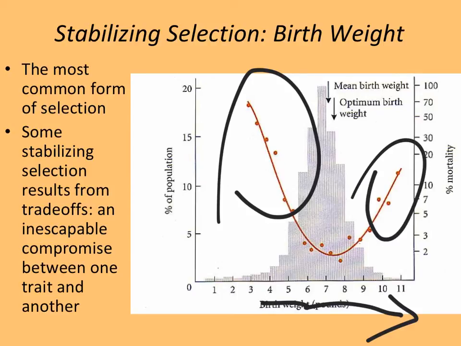Over large babies, on the other hand, there's very strong selection about getting out of the mother. So if you have a 15-pound baby that's delivered, it's likely that the baby will die and the mother will die because the baby can't get out. Okay? So there's stabilizing selection.